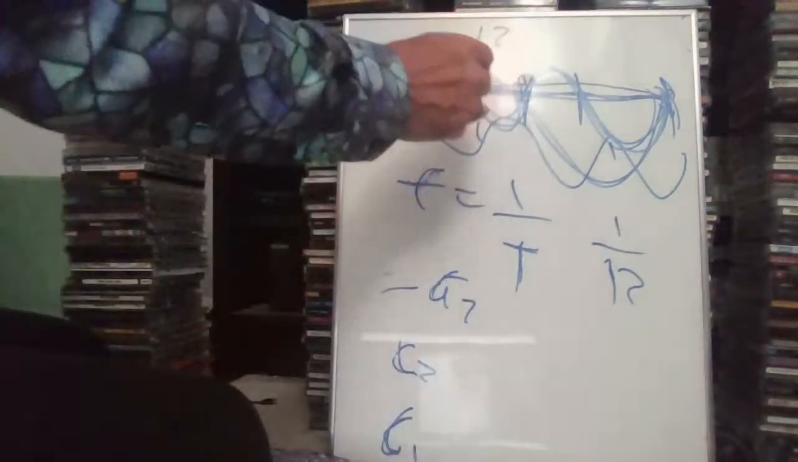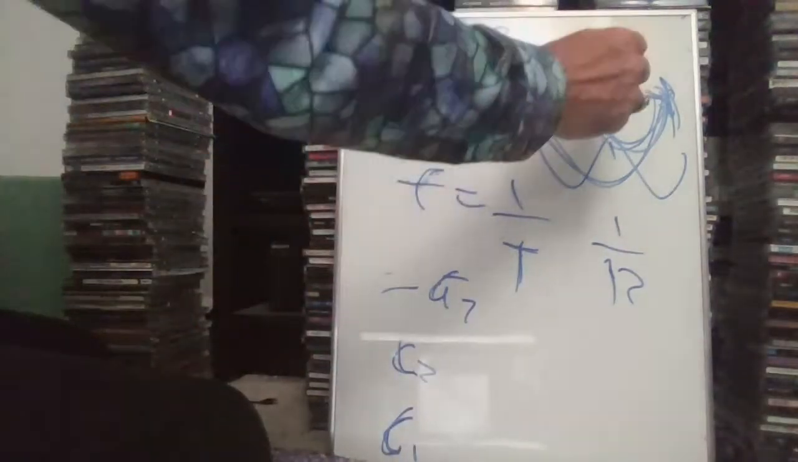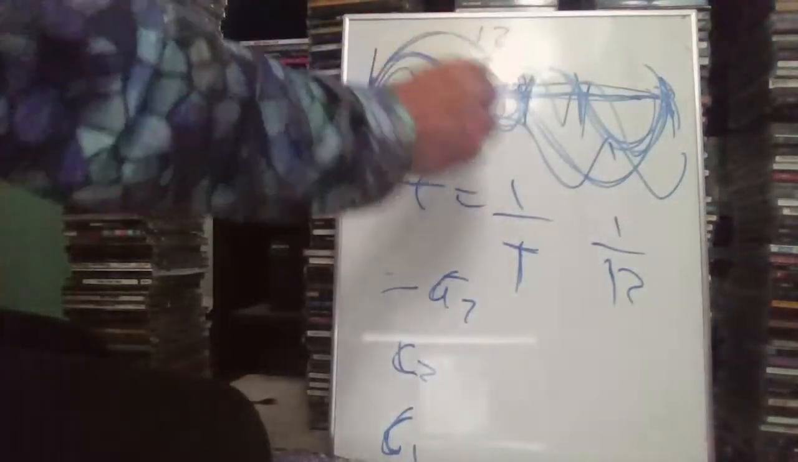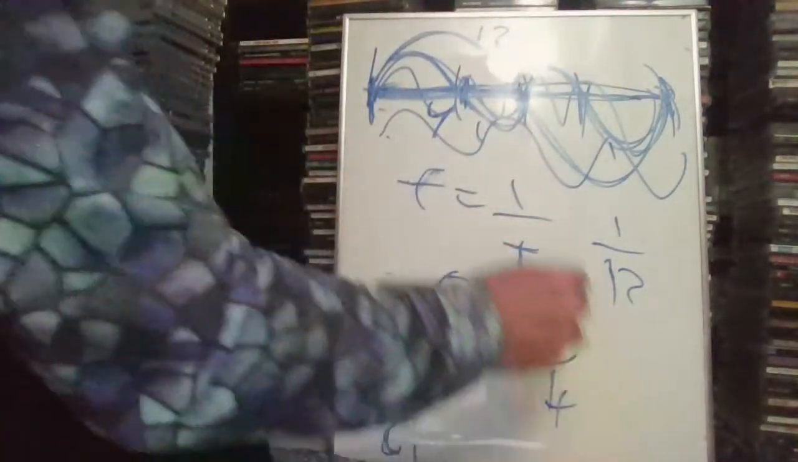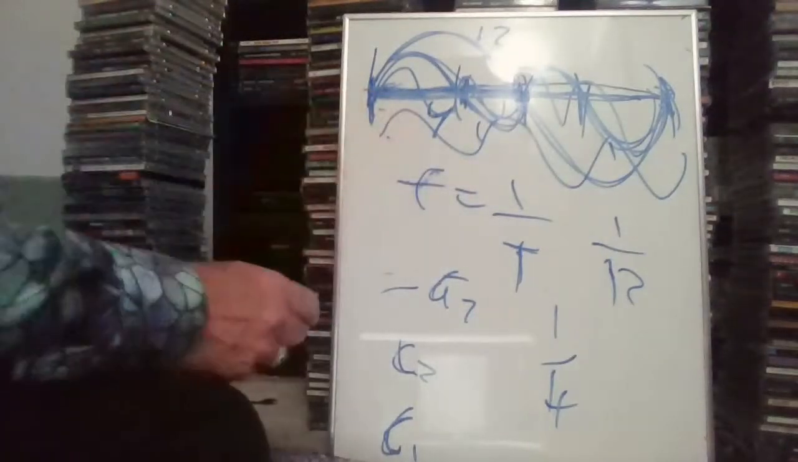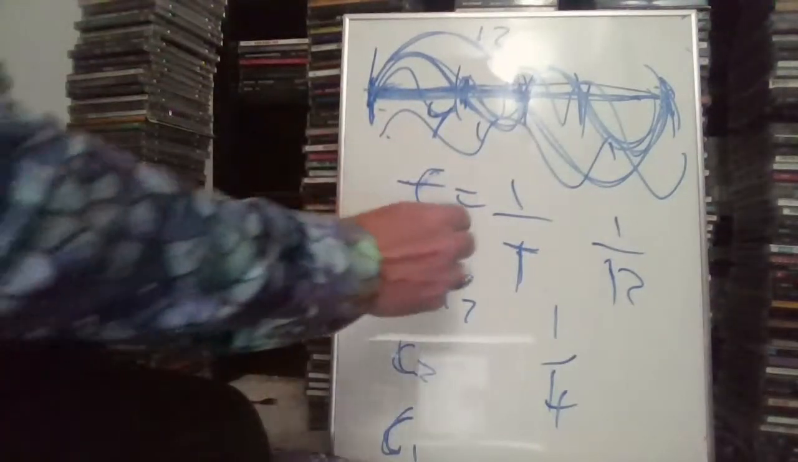Now it can also vibrate in fourths. It can go like this. And one fourth of the period makes 4 times the frequency. That's a double octave. So now at 4 times, you have a C up here. C3.